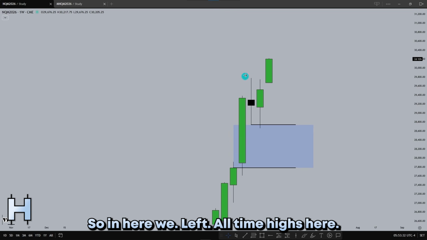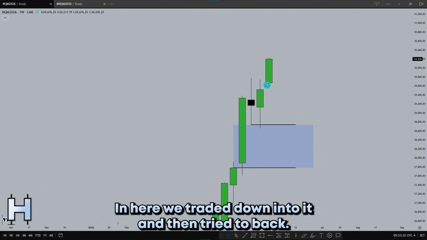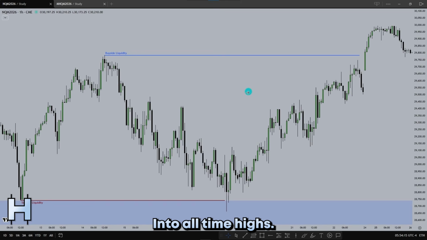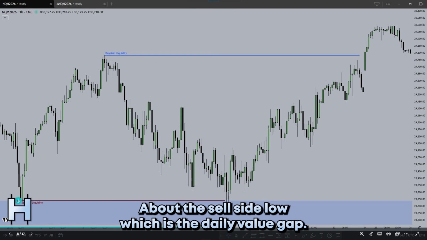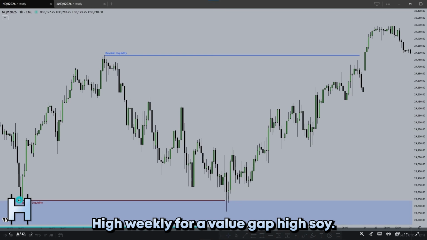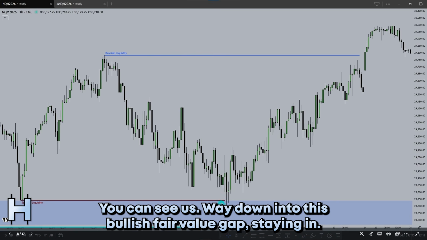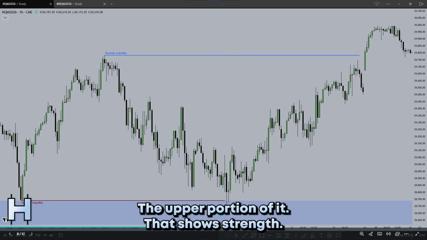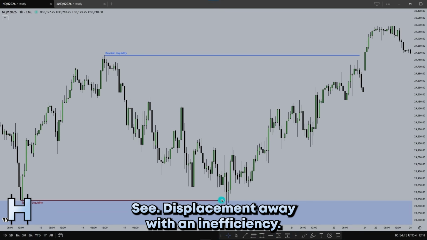So in here, we left all-time highs. We then traded down into this weekly bullish fair value gap, and then traded back into all-time highs. So this is what it looks like on an hourly chart. We traded into that sell side low, which is the daily fair value gap high, weekly fair value gap high, and we have the all-time high buy side here. You can see us wick down into this bullish fair value gap, staying in the upper portion of it. That shows strength. We then see displacement away with an inefficiency.